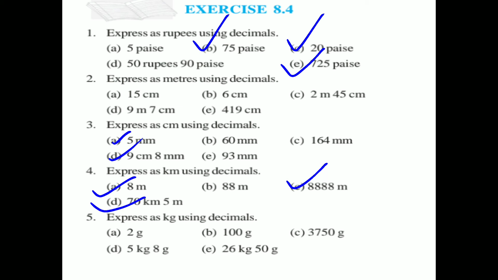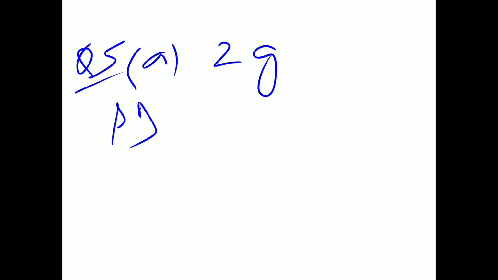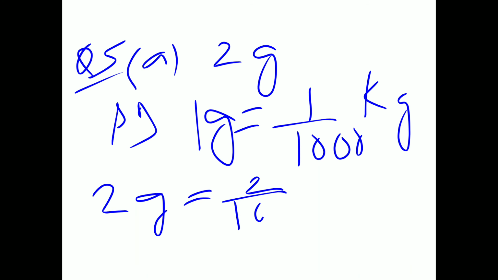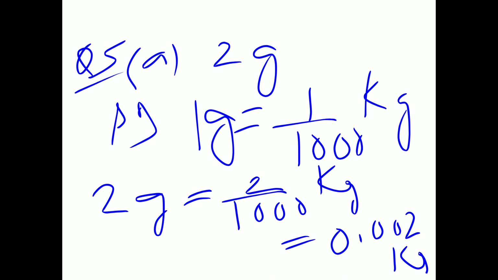Similarly, we do question number 5. Question number 5, 2 gram you have to convert in kg, means in place of kilometer there is the word kg. So things are the same, only the gram we have to convert. So see how we do. Question number 5, A part. 2 gram, 1 gram is equal to 1 upon 1000 kg. Then 2 gram is equal to 2 upon 1000 kg. Answer is 0.002 kg. Clear?